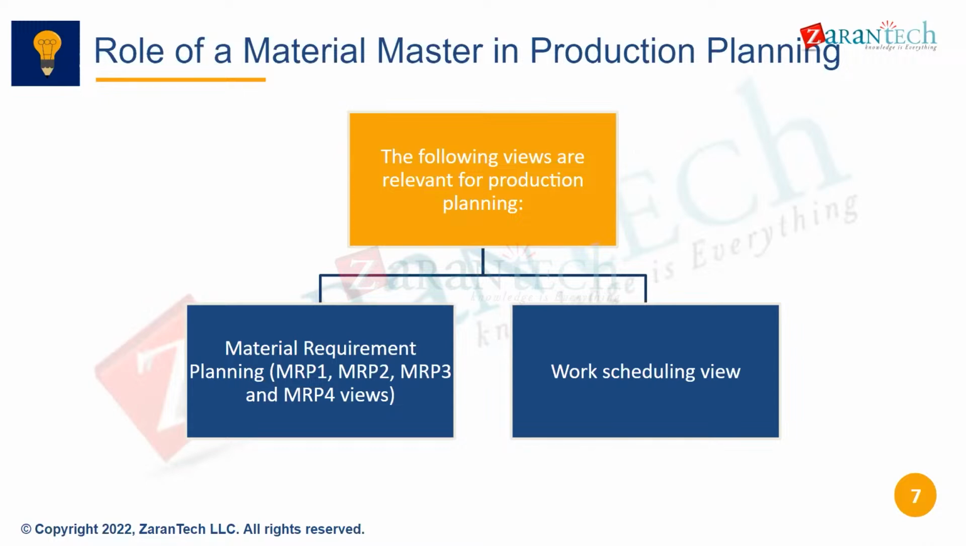If you have to create a production order for a particular material, then the work scheduling view has to be available for the material master. Without that, SAP will not allow you to create a production order.